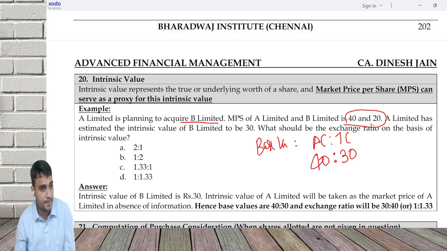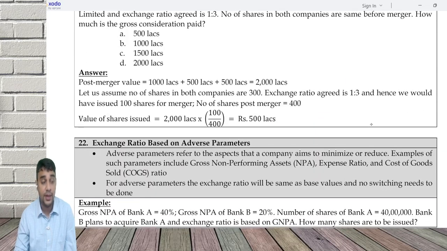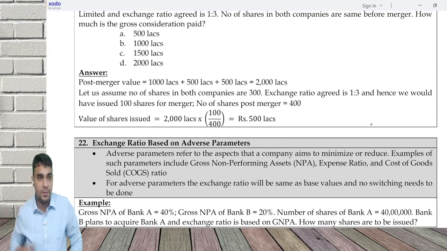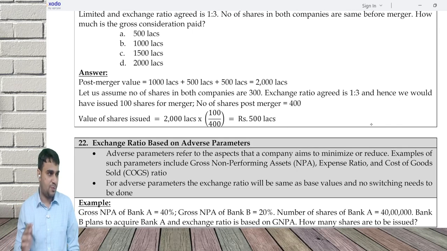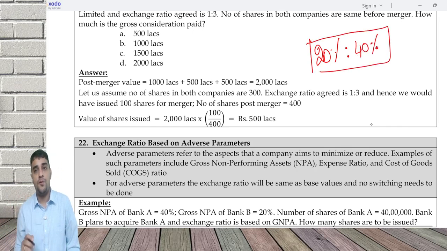Any doubts on this? This is okay, I've already discussed this in some other way. Okay, this is a very important thing: exchange ratio based on adverse parameter. Now let me first give an example. Let's assume there are two banks which are going to be merged. You will see this problem later on. Bank 1 has an NPA of 20%. Bank 2 has an NPA of 40%. 20 and 40. Which is better in this?